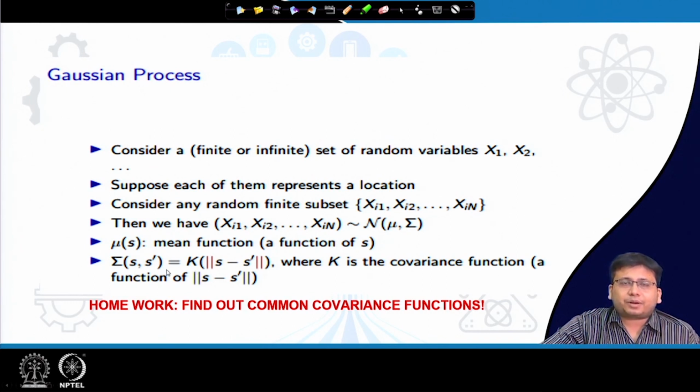So, sigma of s and s prime is basically the covariance between the variable x at location s and location s prime, but that covariance is being expressed as a function of only s minus s prime, that is, the distance between the two locations, not of any other thing. Now the question might arise: what kind of function is k, what function may we use to define this kind of covariance function? There is a set of standard functions for this. I leave it as homework for you to find out about common covariance functions.